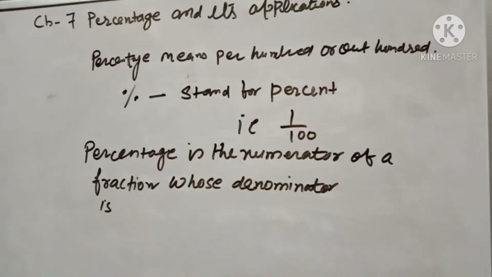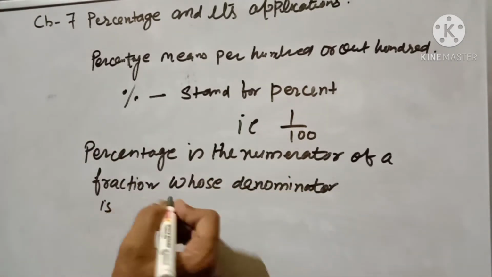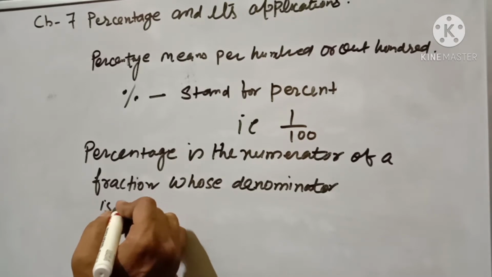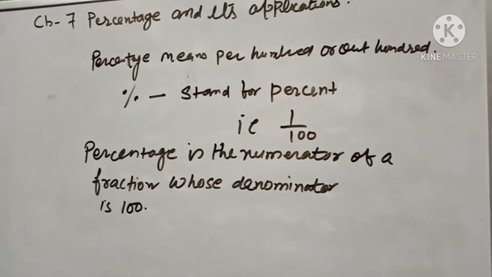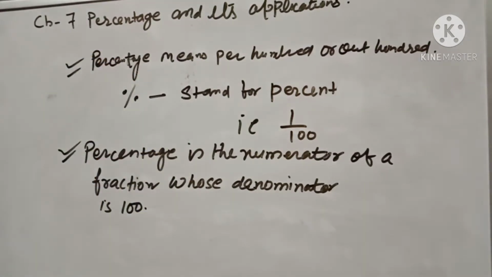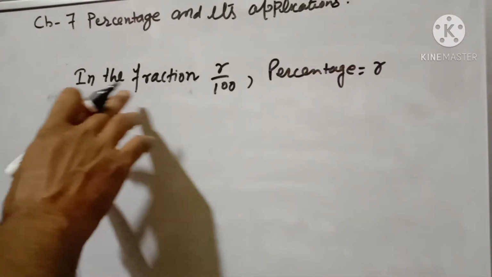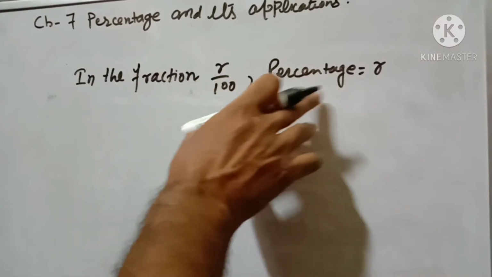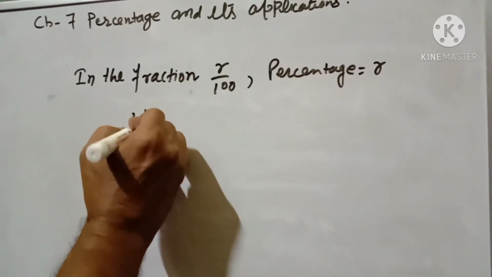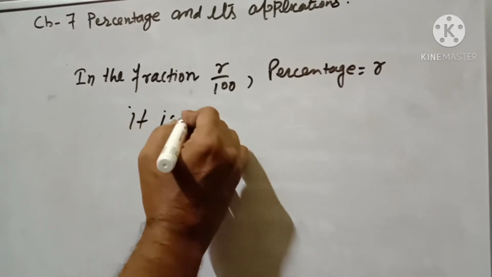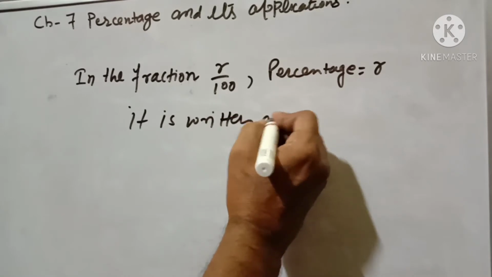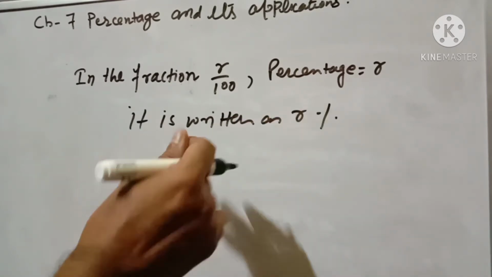Percentage is the numerator of a fraction whose denominator is 100. These are the important points I am discussing. In the fraction r by 100, the percentage is equal to r, and it is written as r percent.